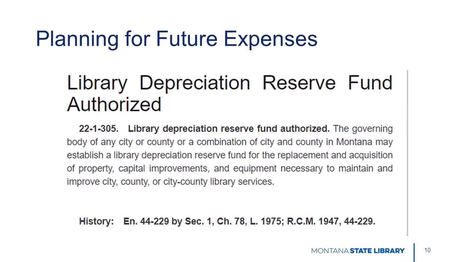When there are funds not spent at the end of the fiscal year, they can be added to a library depreciation fund. This is authorized in MCA 22-1-305 and needs to be established in advance. This fund can be useful when planning for future large-scale improvements or equipment needs.